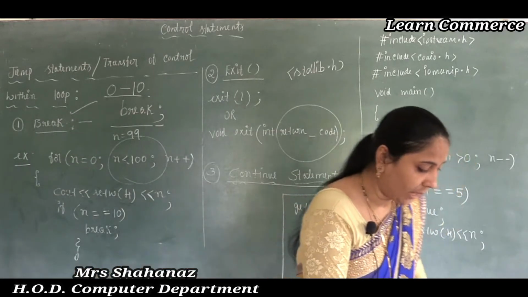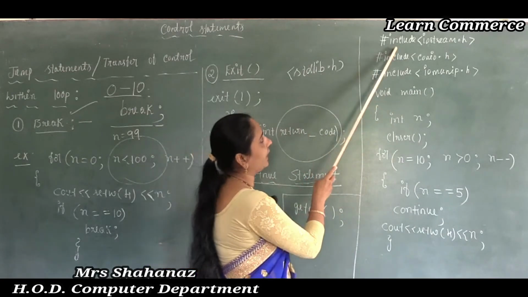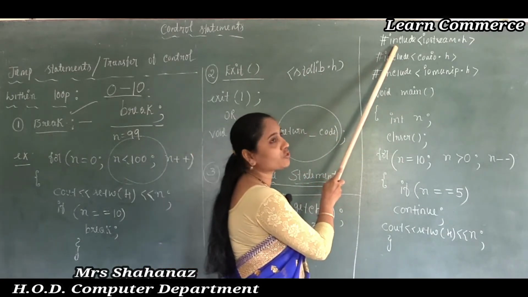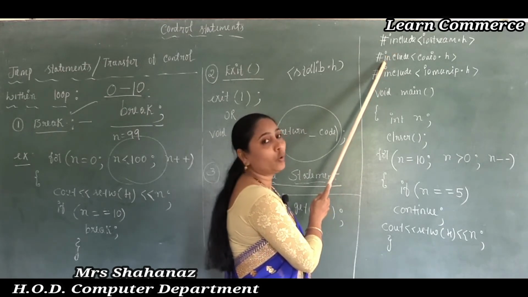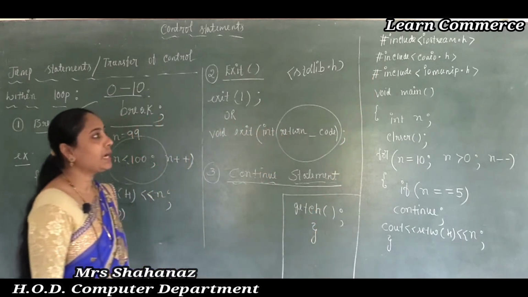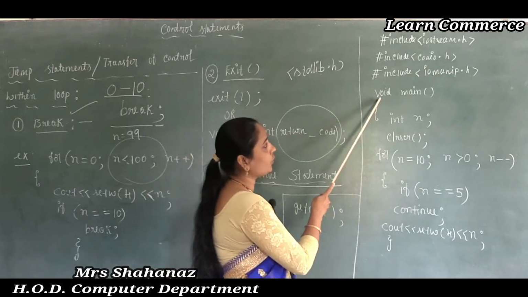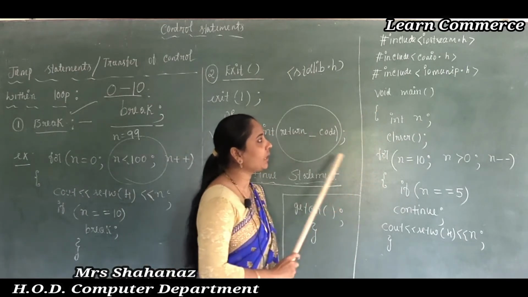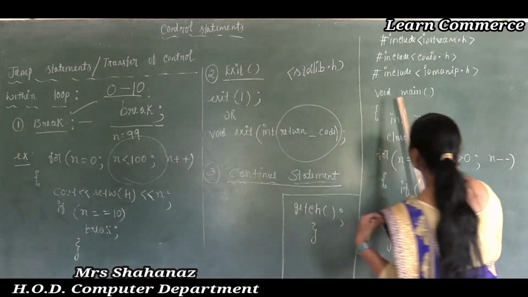So in this program, first we start the program by using the header file #include iostream.h, the second header file #include conio.h, and the third header file I am using is #include iomanip.h. And next, the program is going to start with void main. How do we write void main?